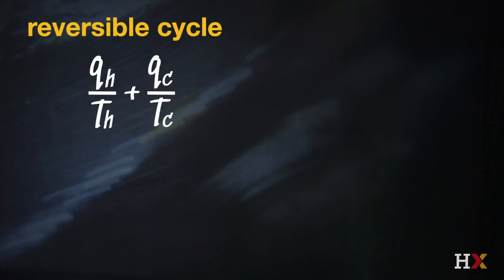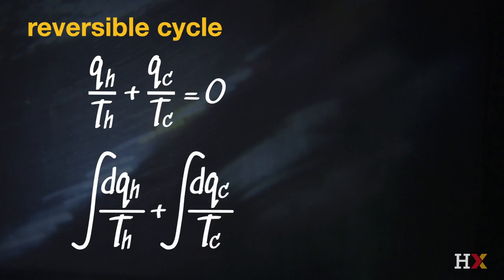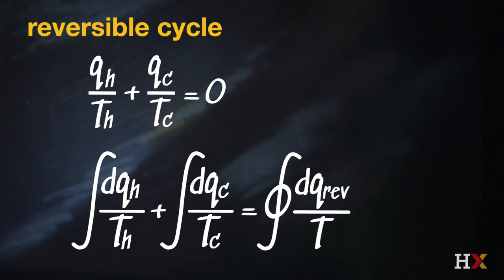So let's summarize. For our reversible cycle, we deduced, because of the virtue of the Carnot cycle, that QH divided by TH plus QC divided by TC is equal to 0. When we broke that down into tiny increments, we can write that the integral of dq hot over T hot plus the integral of dq cold over T cold is equal to the integral of going around the full cycle of dq reversible divided by the temperature.